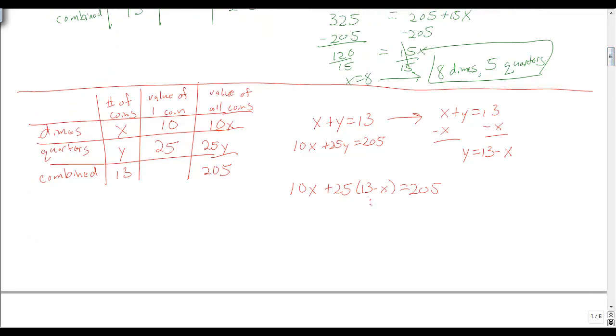I'm just going to put some steps. You solve this the same as in the blue above. You get x equals 8. And then once you do that, you can go back here and say y is 13 minus x. So y is 13 minus 8. That gives me y is 5. And so that's going to be 8 dimes, 5 quarters. Yeah, so that's my answer here.